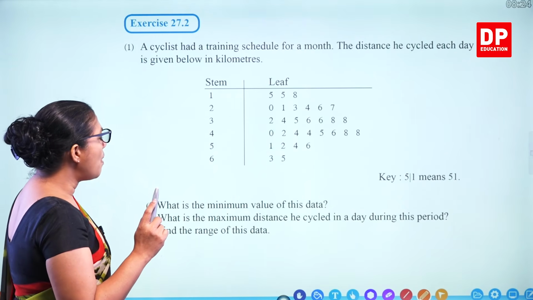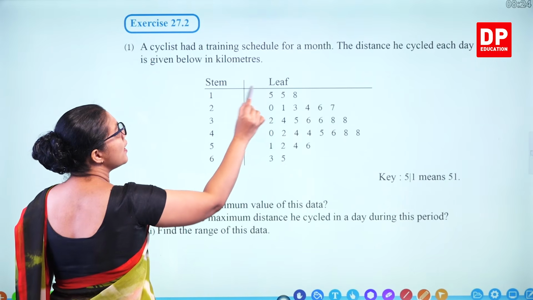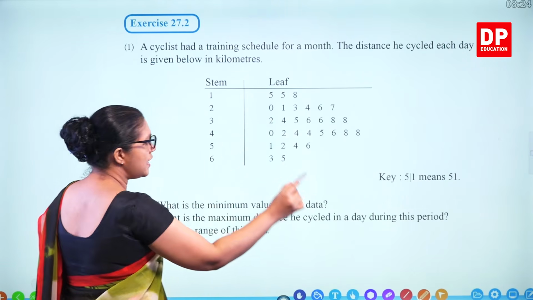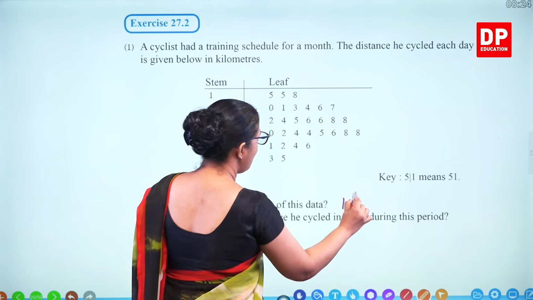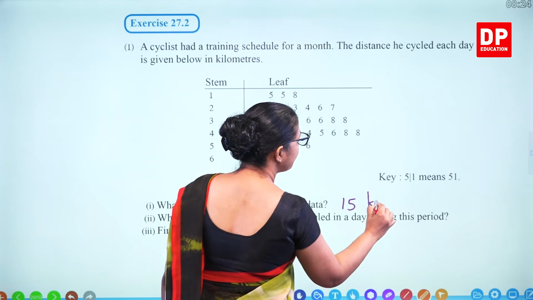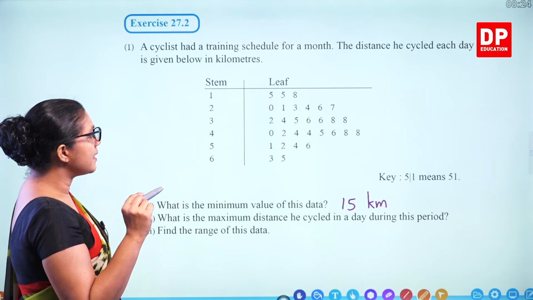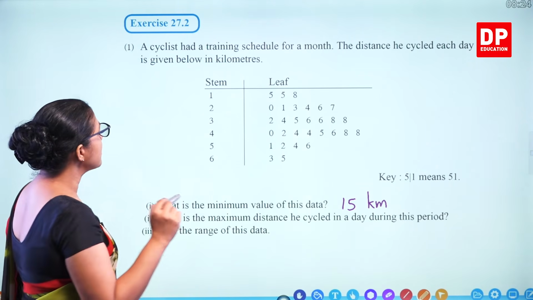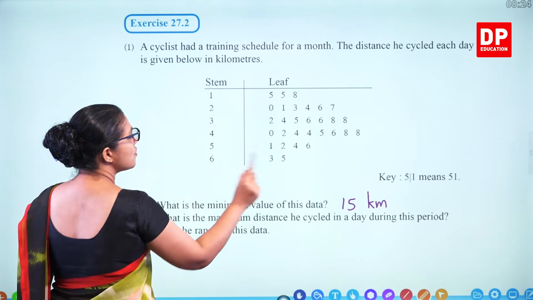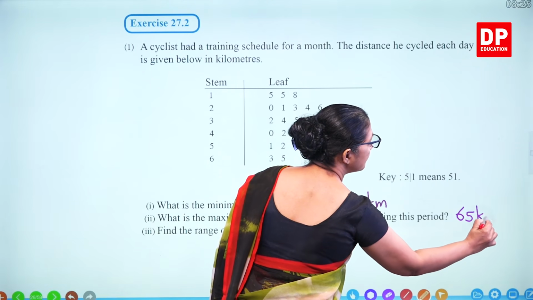What is the minimum value of this data? Minimum means the first value. So that means 15 kilometers. What is the maximum distance he cycled in a day during this period? Maximum is the last value. So 6 with 5, 65 kilometers.